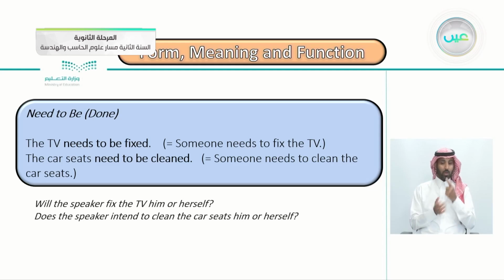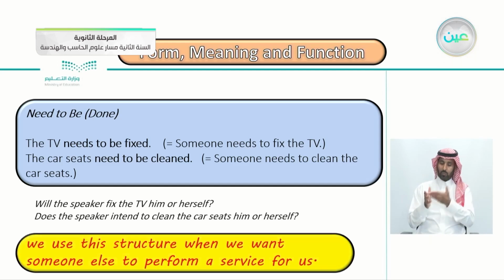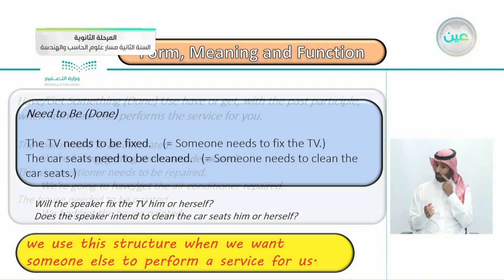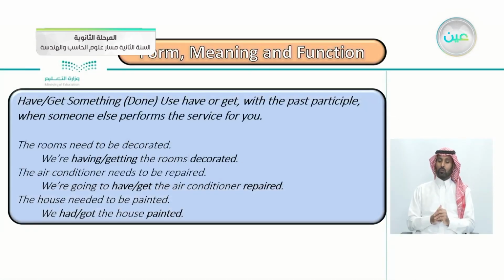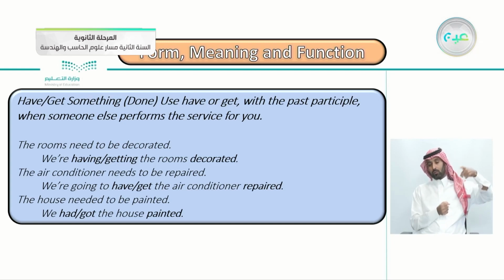Will the speaker fix the TV himself or herself? Of course not. Does the speaker intend to clean the car seats him or herself? Of course not. When you use this form, the TV needs to be fixed, it means that you want someone to come and fix the TV. We use this structure when we want someone else to perform a service for us. The second part here, have, get something done. Use have or get with past participle when someone else performs the service for you.